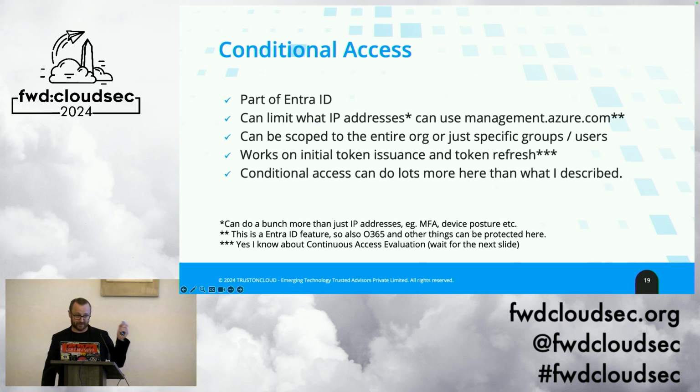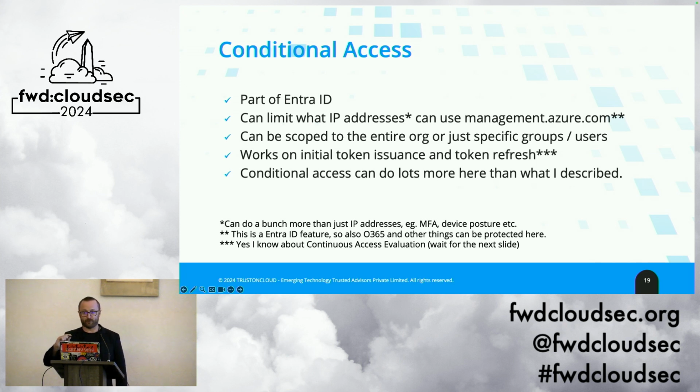Conditional access. Okay, so we're now going to go over to Entra, which is part of the Azure family, but your identity really sits in Entra from that perspective. It can limit what IP addresses can use management.azure.com and all the various ways you can get there as well. You can scope it to users, groups, etc. It works on that token issuance and token refresh, I should say.